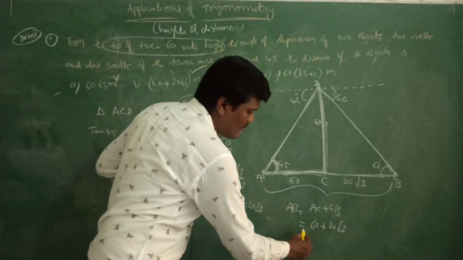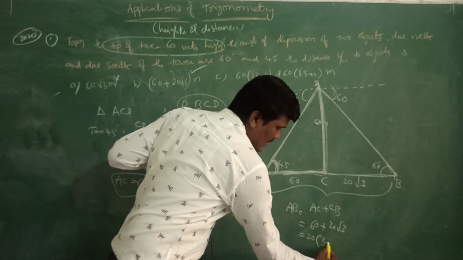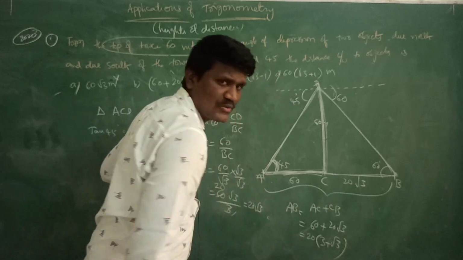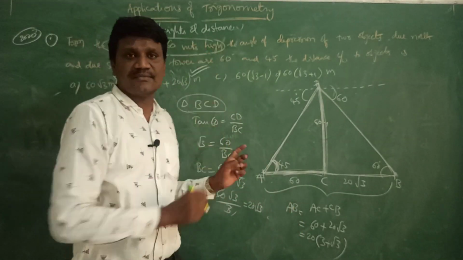Or else sometimes they make you like this also: 20 if you take common, 3 plus root 3. Like this also they can give. So whatever is there, 60 plus 20 root 3 is the answer.